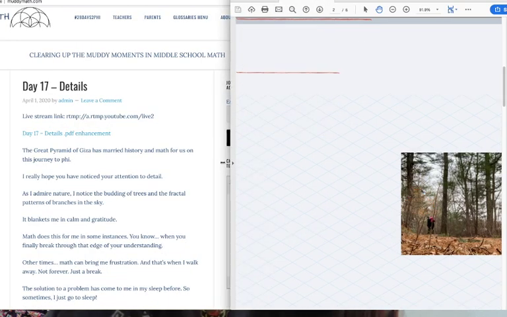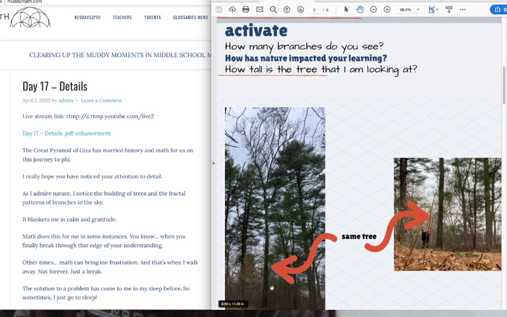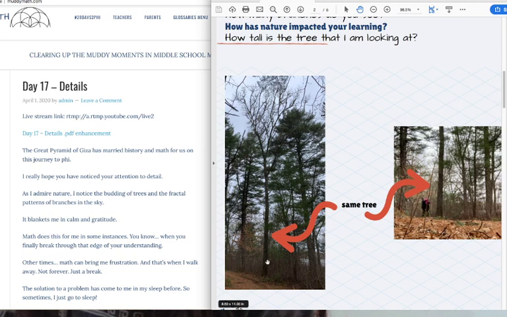So here's our activator. If you downloaded the PDF Enhancement, you'll see that the activator has the same questions as yesterday. How many branches do you see? How has nature impacted your learning? And how tall is the tree that I am looking at? I'm going to go ahead and switch off of the view that allows me to use the cursor. What I want you to see here is that this tree is the one I want you to estimate the height of. And if you look, it has a beautiful phi.